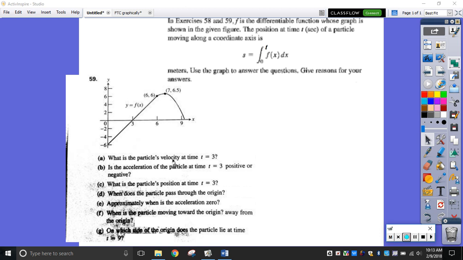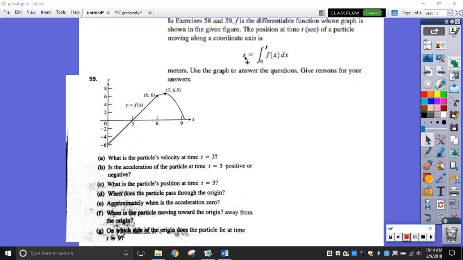Well, velocity is f of x. So when t equals 3, wait, I think I got that wrong. Let me start over. What is the particle's velocity at time t equals 3?